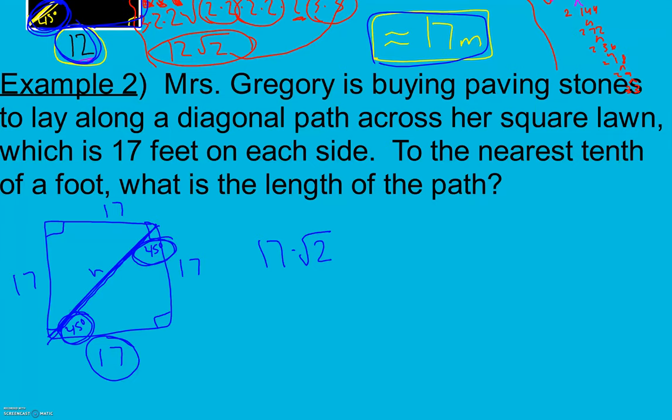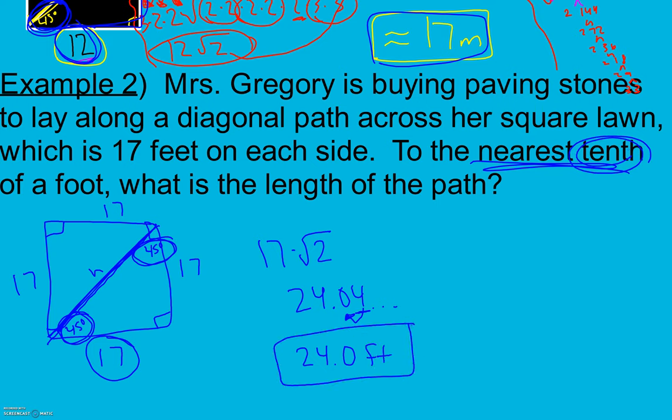So 17 times the square root of 2 is 24.04. And we want to know to the nearest tenth of a foot. So I look at the 4. 4 rounds it down, so I'm going to make it 24.0. And I'm going to put the 0.0 to show that I rounded to the nearest tenth. And this is in feet. So 24.0 feet. And again, we could do it the long way like we did up here if we forget. But if you remember, 17 times the square root of 2.